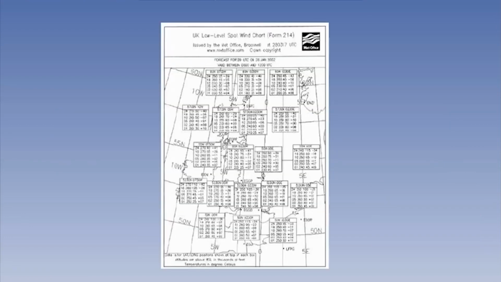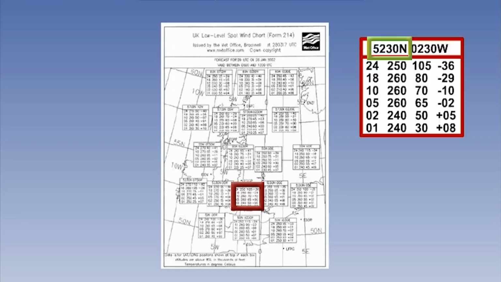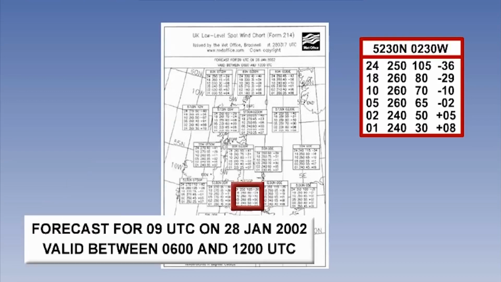The chart itself shows a map of the UK and Ireland overlaid with information boxes. The data within each box pertains to a specific location or spot on the map, the coordinates of which appear at the top of each box. Let's have a closer look at central England. The information for the coordinates is 52 degrees 30 minutes north, 2 degrees 30 minutes west. The information in the box is for this spot at 0900 UTC on the 28th of January 2002.